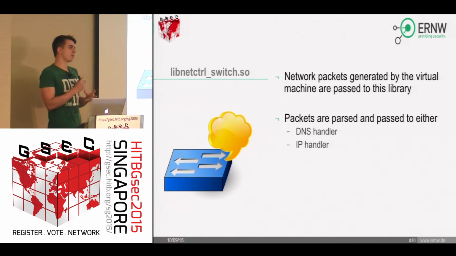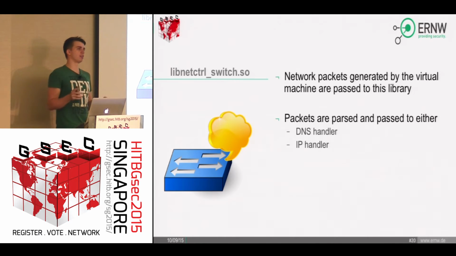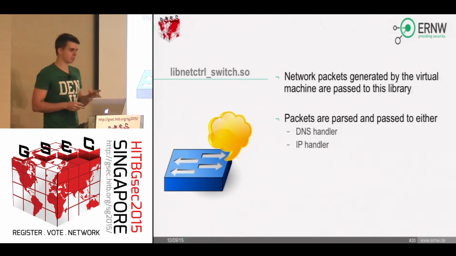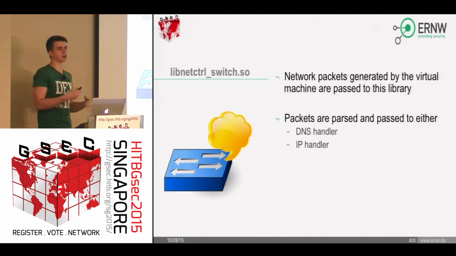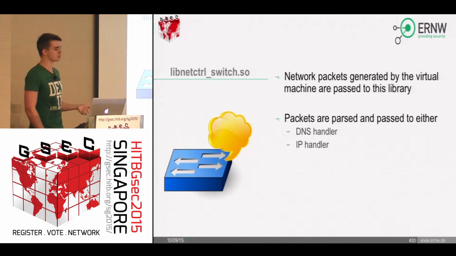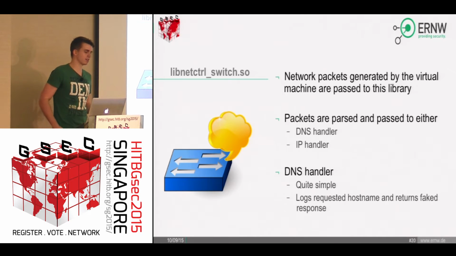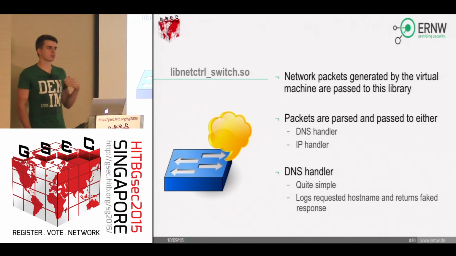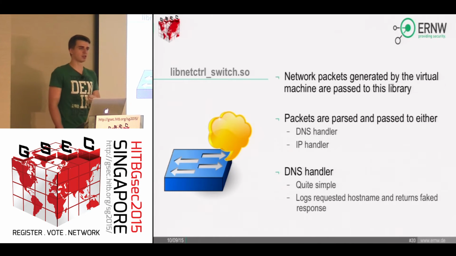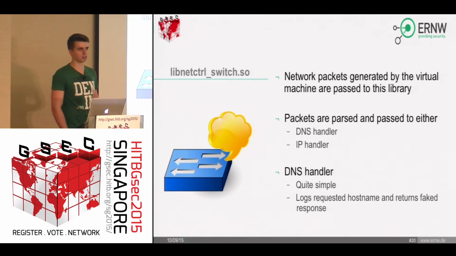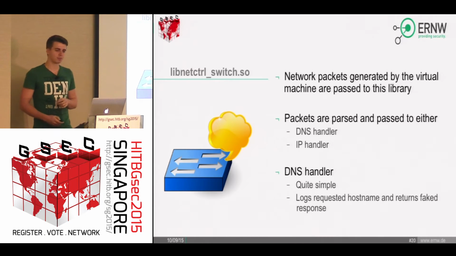And this library is then responsible for generating sane-looking responses to keep the malware running. And when the packets are passed, they're then passed to either the DNS handler or the IP handler. So the DNS handler, as the name suggests, just handles DNS requests. The IP handler handles everything else. The DNS handler is also very simple. It just logs the requested host name and then returns a faked response. So it just fakes DNS responses to point them to arbitrary IP addresses.